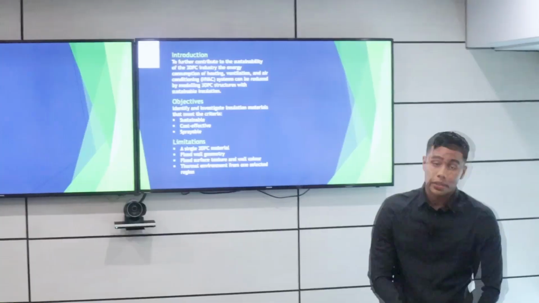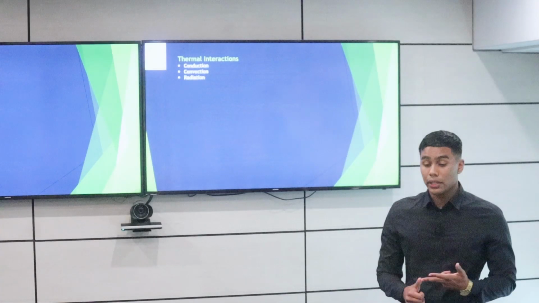Due to the limited time of my project, limitations had to be set. These are a single 3D piece material, a fixed wall geometry, a fixed surface texture and color, and thermal environment from one selected region. Here's an image which depicts an example of a 3D PC structure, a double leaf wall with a cavity at the center and precision wall ties.